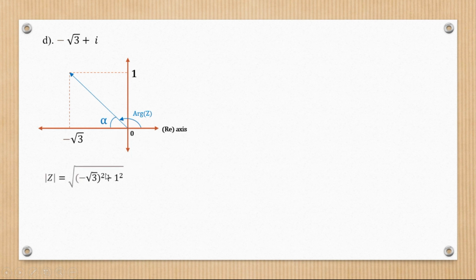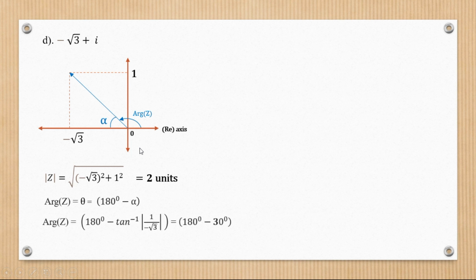So the modulus is going to be equal to 2 units. To find the argument of z, we have to do 180 minus the value of alpha. What is the value of alpha? Alpha is tan inverse of 1 over -√3, but we don't want a negative here, so we treat this as a positive. That's why we put these bars here. We treat it as 1 over √3, because the negative simply represents the position on the real axis. Tan inverse of 1 over √3 is equal to 30, so 180 minus 30 is equal to 150 degrees.